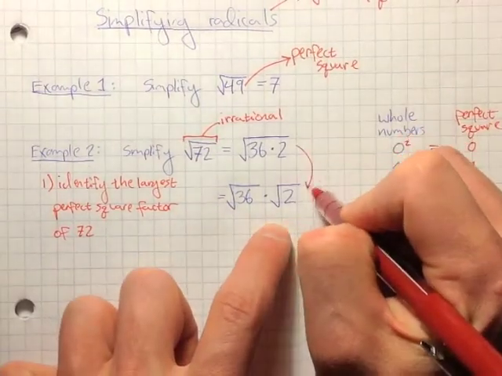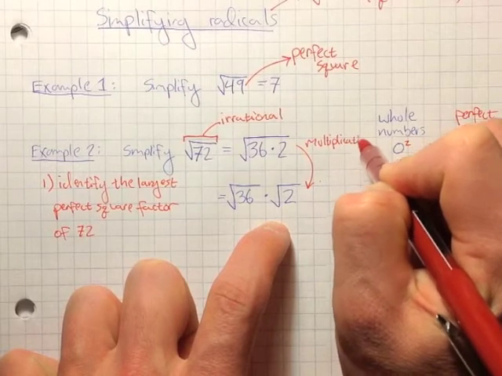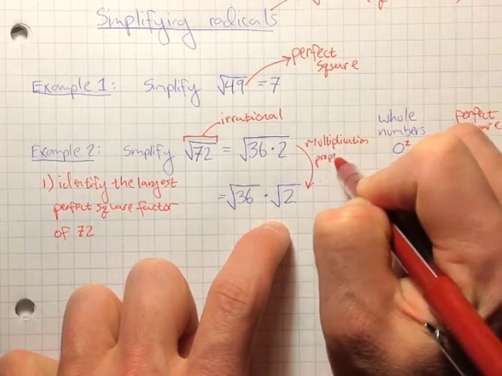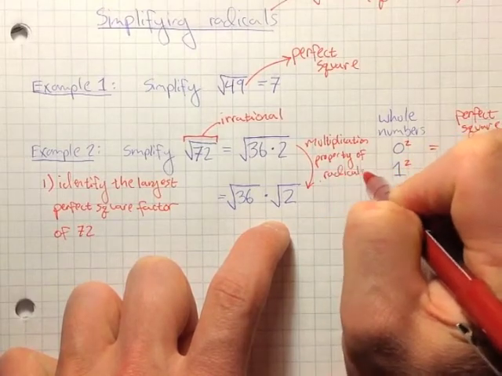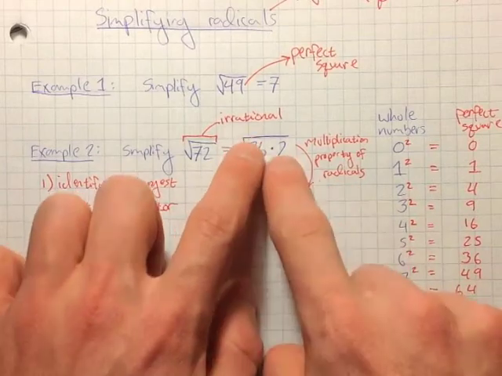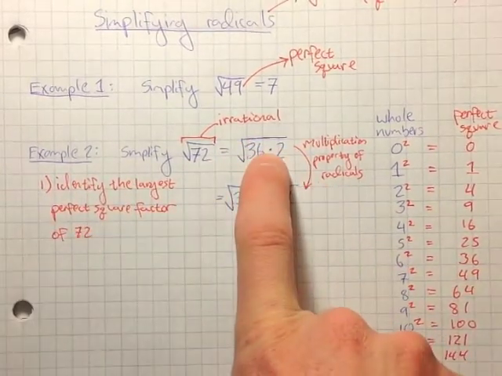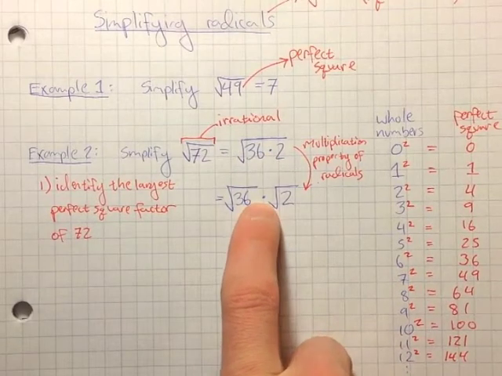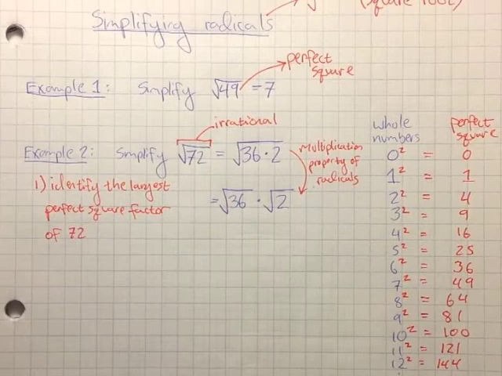This is using something called the multiplication property of radicals. The multiplication property of square roots. Okay? It just says that I can break up a square root into multiple parts if I'm breaking it up over the operation of multiplication. Okay? Now look at what that allows us to do.